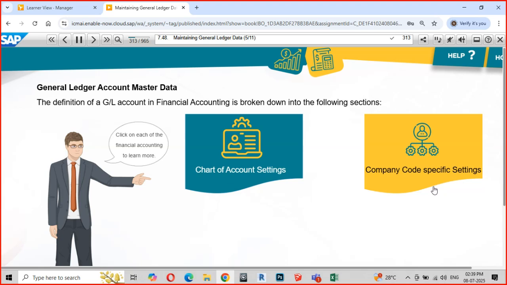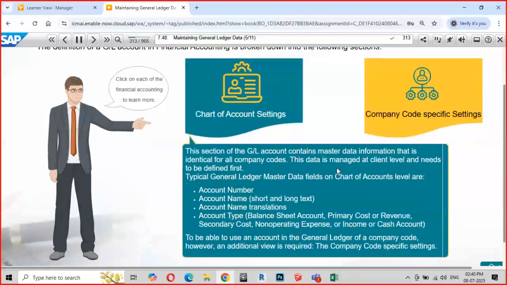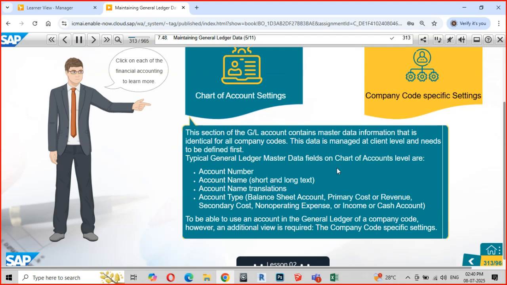Now, what does this line say? The definition of a general ledger account in FI is broken down into two different places, or two different parts. One, you are defining the... it says click on each of the financial accounting to learn. This section of the general ledger account contains master data information that is identical for all the company codes.